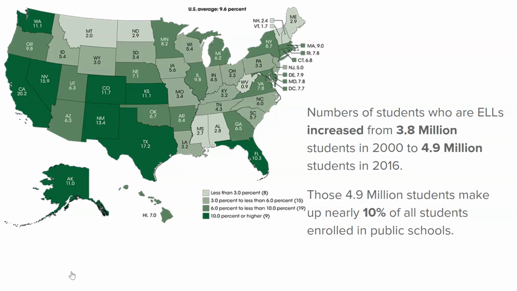So this is a little bit of information that's updated from your textbook. In 2000, there were approximately 3.8 million ELLs, and that has increased by more than a million students by 2016. So ELLs are increasing in our classrooms. If you look at the map, you can see the darkest green states are the states with 10% or higher of their students being ELL students.